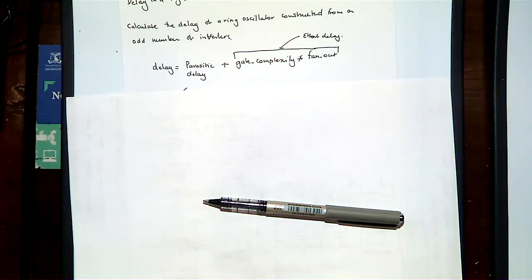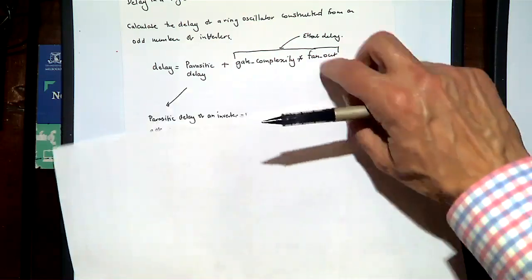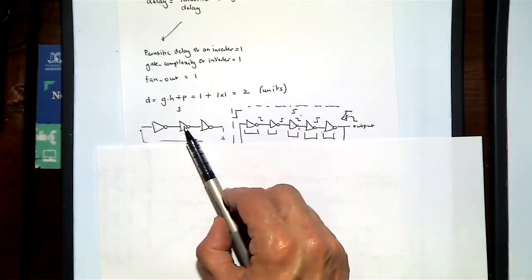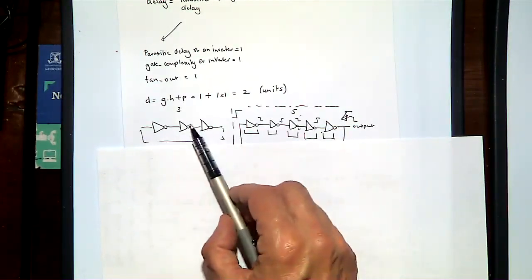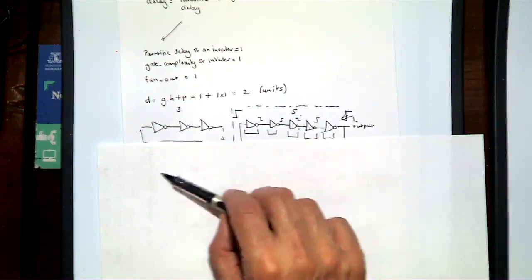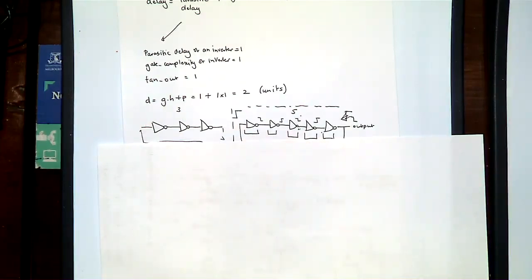Okay. Has anyone seen what happens if you put two or at least three of these inverters in series and you connect the input to output? What do you imagine will happen? If it's called an oscillator, what do you expect is going to happen? It's going to oscillate, right?